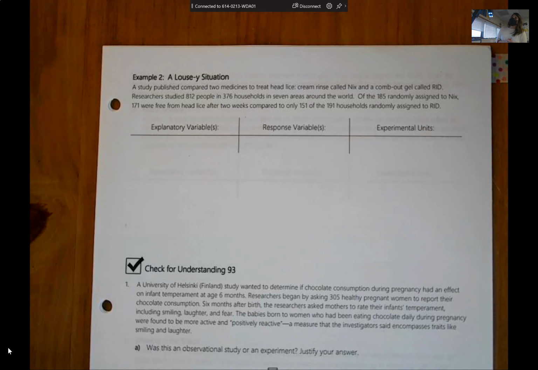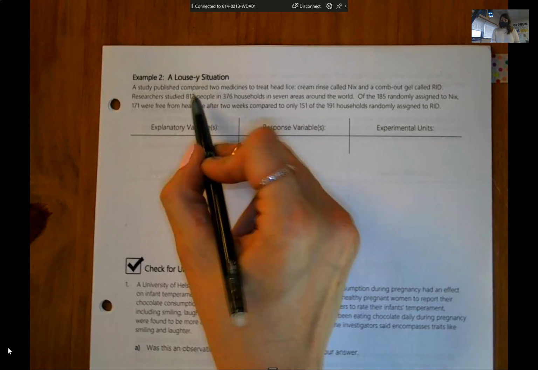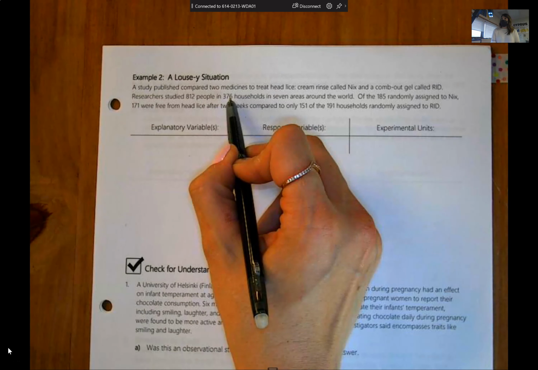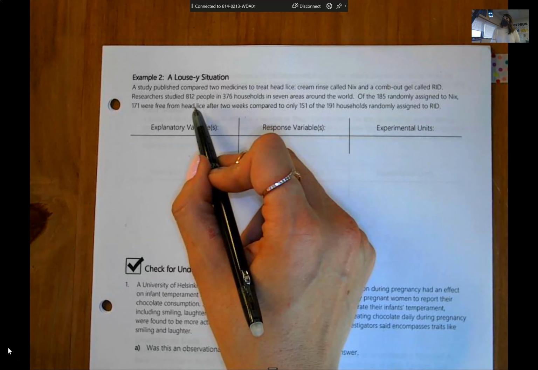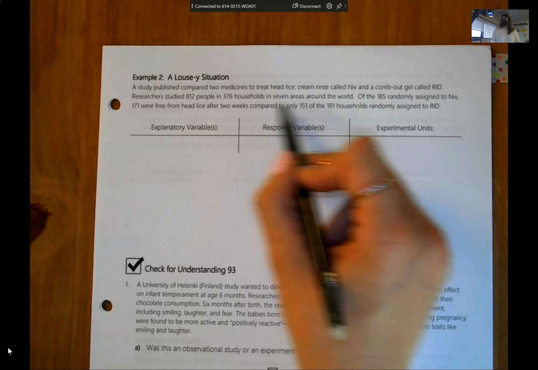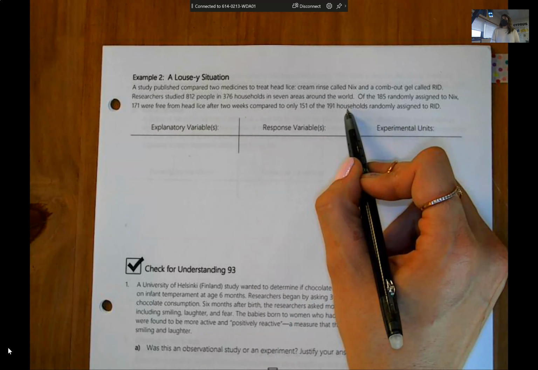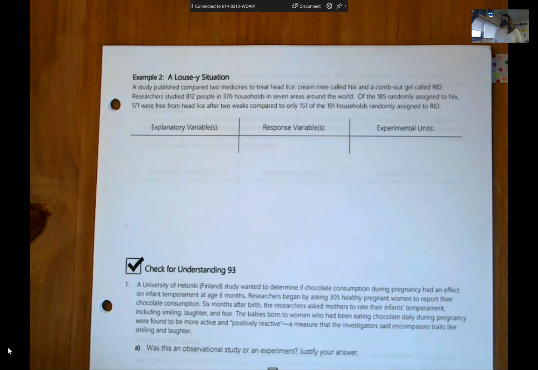So a study published compared 2 medicines to treat head lice. There was a cream rinse called Nix and a comb out gel called Rid. Researchers studied 812 people in 376 households in 7 areas around the world. So these 812 people came from these households. Of the 185 randomly assigned to Nix, 171 were free from head lice after 2 weeks, compared to only 151 out of the 191 households randomly assigned to Rid.